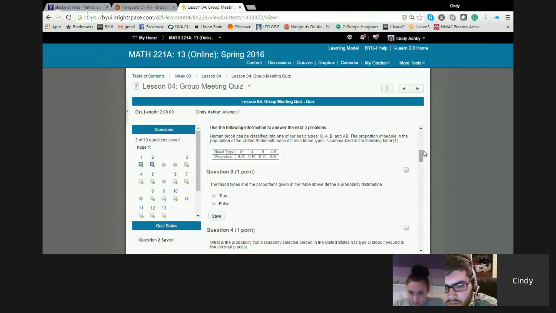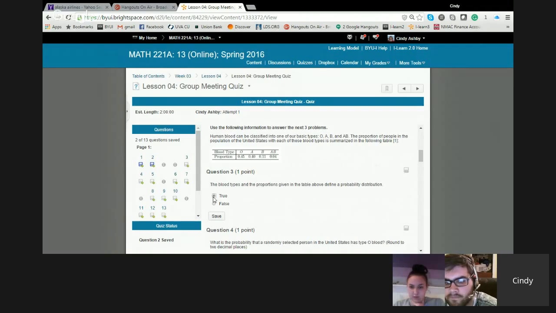So question 3. The blood types and the proportions given in the table define a probability distribution. Yes. I said yes because all of them added together equals 1. Does it? Okay.